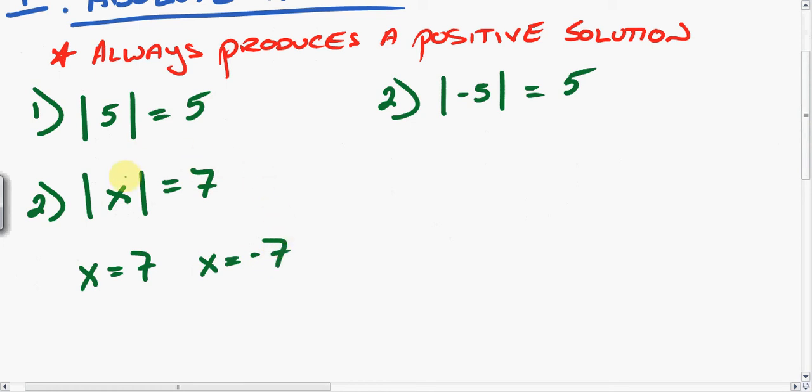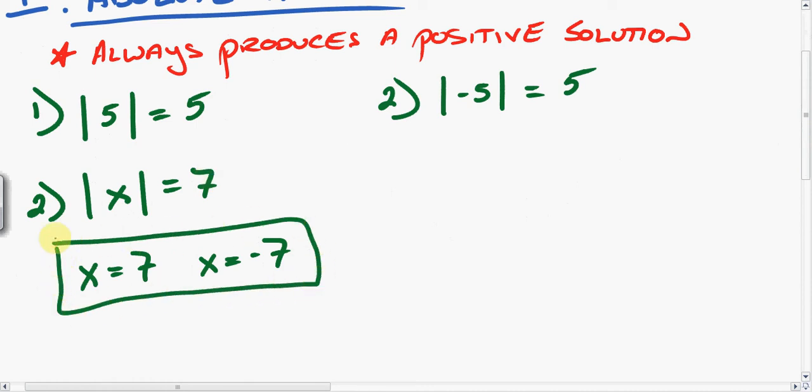If x equals negative 7, what happens? The absolute value of negative 7 is still positive 7. So when you have a variable in your absolute value bars, you're going to get two answers, not just one. Up here we had one answer, up here we had one answer, here we had two answers. So this should be number 3.